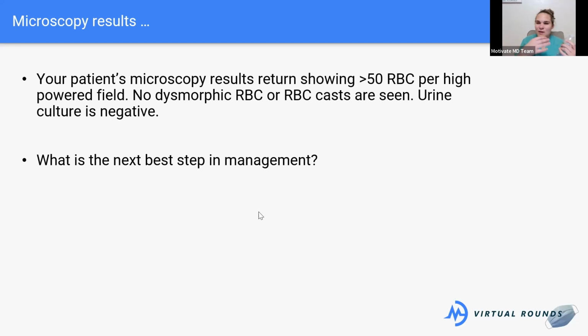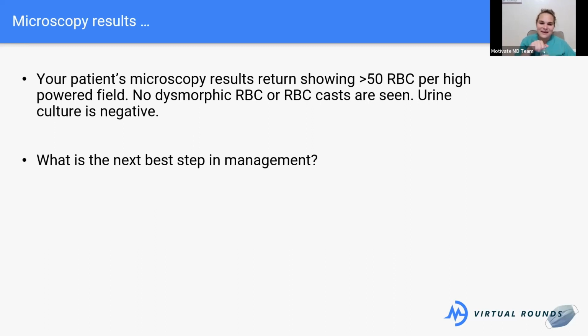Also, I didn't mention any white blood cells in the urine or any of those enzymes that bacteria produce, like leukocyte esterase and nitrates. So yeah, this guy doesn't have a UTI and it doesn't seem like this is a kidney problem. It seems like it's non-glomerular. So what's the next best step in management?